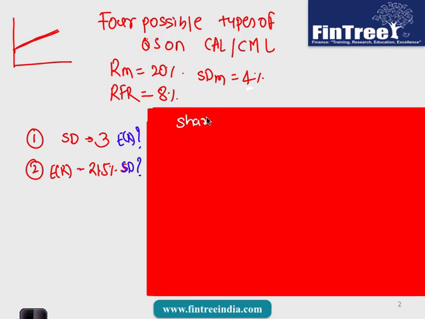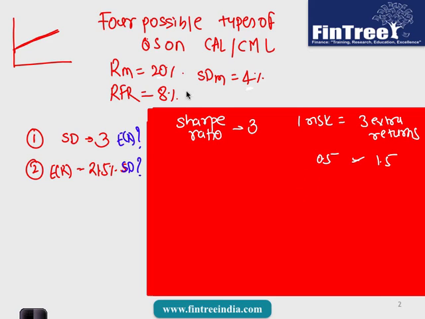You will say Sharpe ratio is how much? 3. That means 1 risk is equal to 3 extra returns. Now compared to 20, client wants to earn 21.5. So he wants an extra return of 1.5. So he will have to take extra risk of 0.5, which means the standard deviation is going to be 4.5.